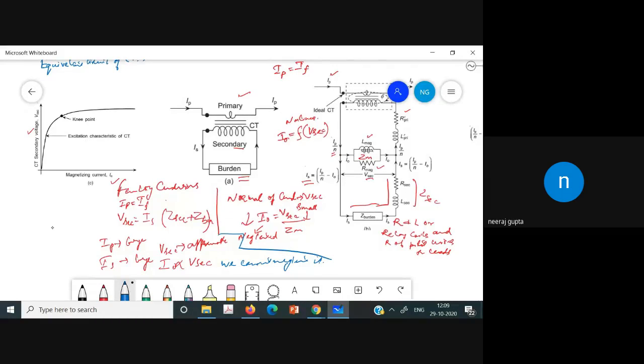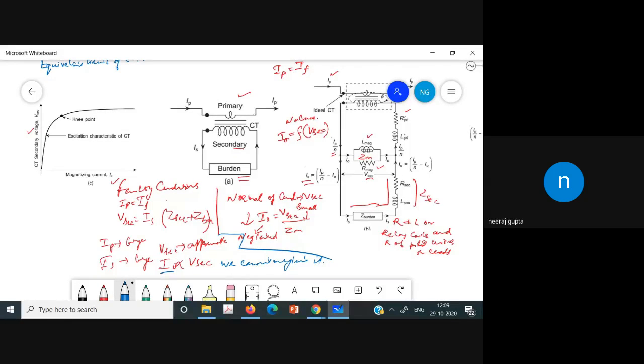So we can say that we cannot neglect it, and it is an appreciable fraction of the current transformed by the ideal CT. So we cannot ignore the I naught. We cannot ignore that under these faulty conditions.